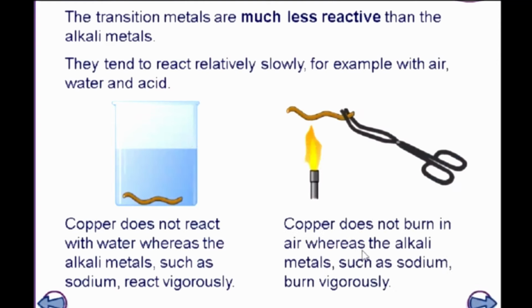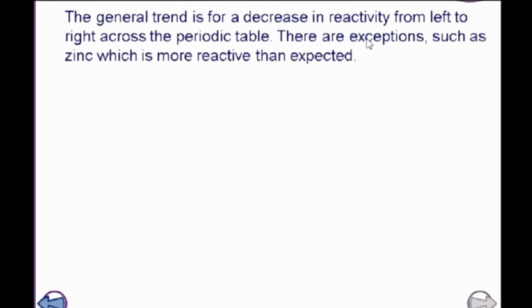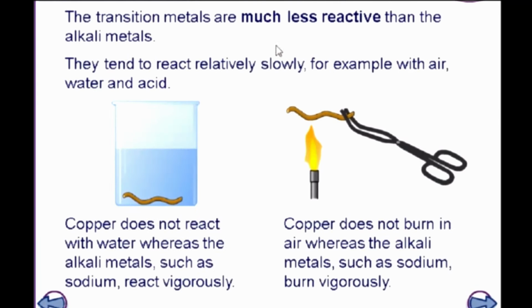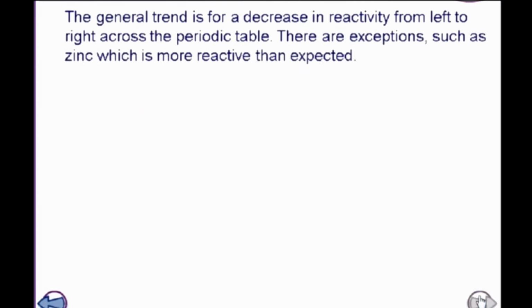Copper does not burn in air, whereas alkali metals such as sodium burn vigorously. So these are again some properties of the transition metals. Just the first two lines, please write it down. And how reactive are the transition metals? We just saw that transition metals are much less reactive than alkali metals, and they react very slowly.